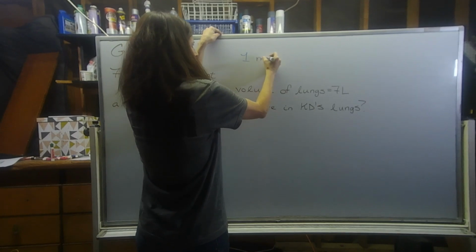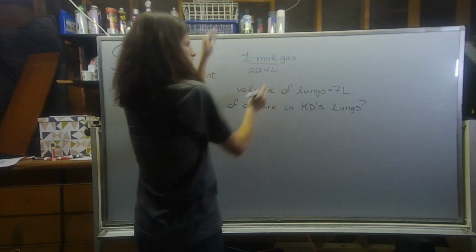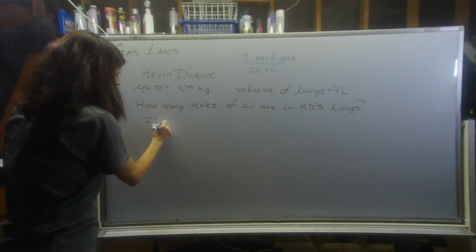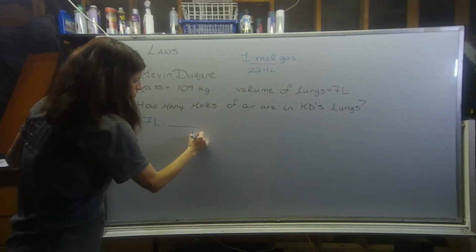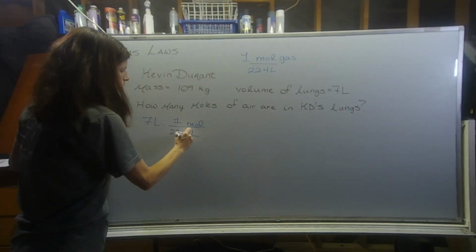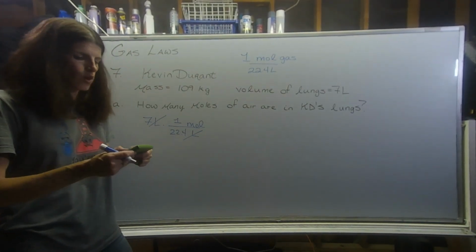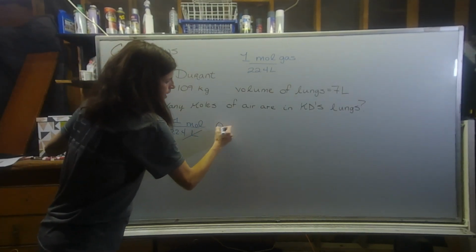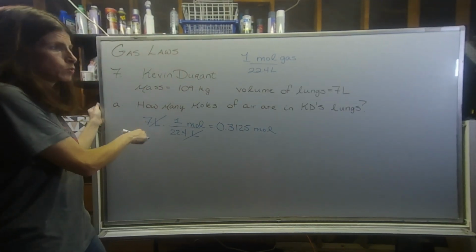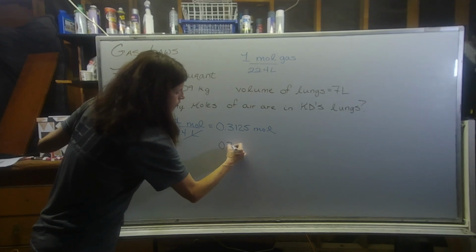So we know that 1 mole of an ideal gas takes up 22.4 liters of space. So this is basically a conversion problem. We're going to start with the volume of his lungs. And since I want to get rid of liters, I'm going to put it in the bottom, and I want to go to moles. So I'm going to say 1 mole has 22.4 liters. Liters will cancel with liters. And when I do 7 divided by 22.4, I get 0.3125 moles. However, since we're only given the volume of his lungs to 1 sig fig, we really can only report this to 1 sig fig. So let's do 0.3 moles.